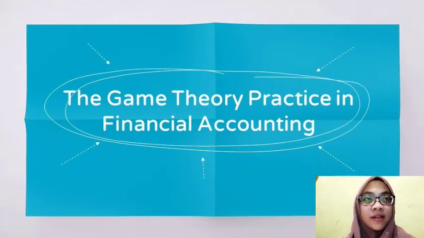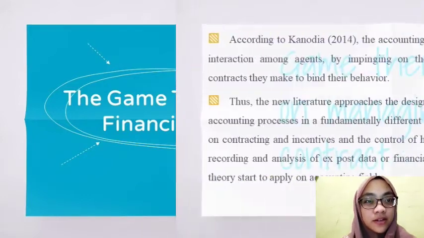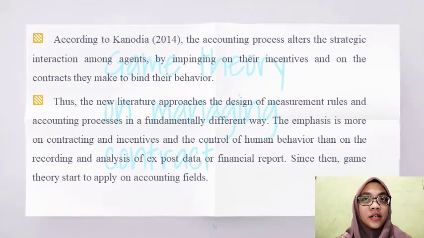The game theory practice in financial accounting. In terms of managing contracts, according to Canodia 2014, the accounting process alters the strategic interaction amongst agents by impinging on their incentives and on the contract they make to bind their behavior. Thus, the new literature approaches the design of measurement rules and accounting processes in a fundamentally different way.